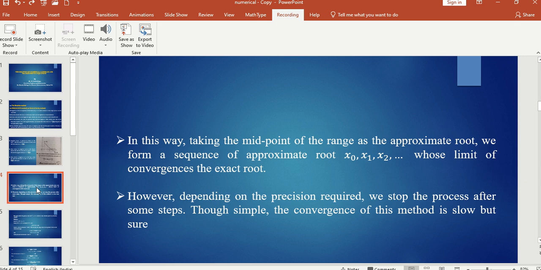That is, for example, if you get x11 and x12 the same, then we stop the procedure and we can say that we have the exact root up to 4 or 5 decimal places. So this simple convergence method is slow but sure.